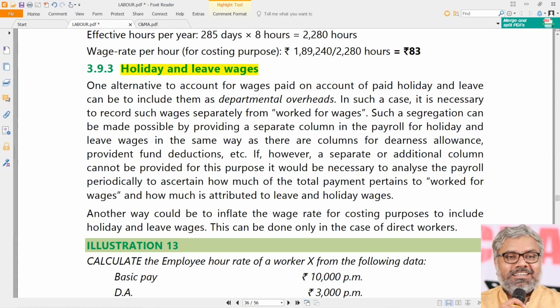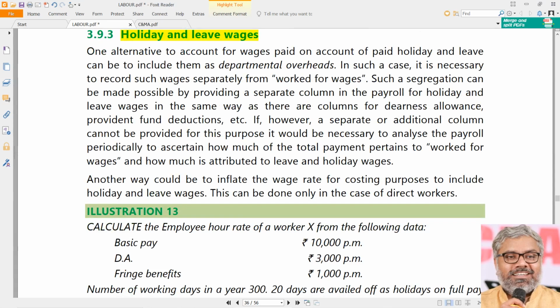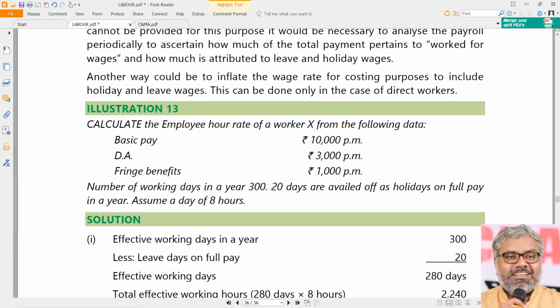It can be treated as overheads. That is fine, because there is no actual work done. That is an additional expenditure to the company, but there is no work done for that expenditure. So that is why we can consider that as overheads. That is one type of treatment. Another way is to inflate the wage rate for costing purposes to include holiday and leave wages.